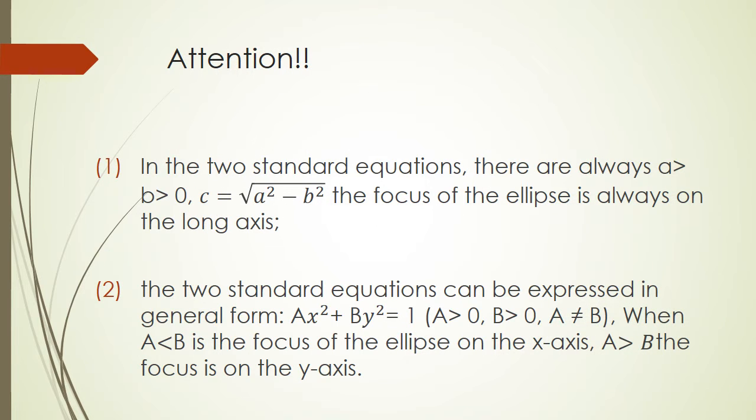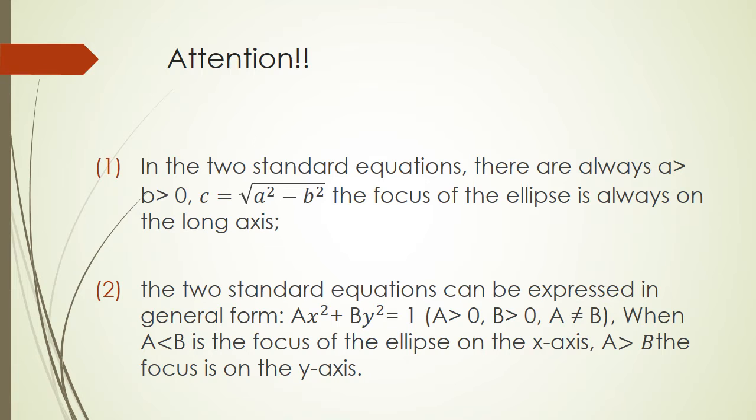Attention! In both standard equations, a is always greater than b greater than 0. C equals the square root of a squared minus b squared. The focus of the ellipse is always on the long axis.